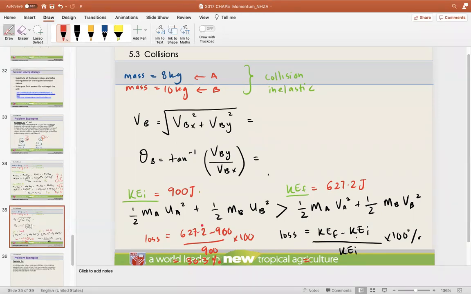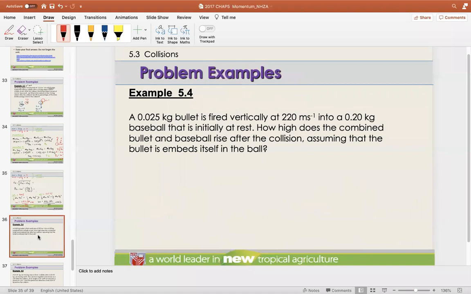So here the value is negative, right? Negative. So the loss is 30.3, usually as a percentage. Okay. Next question.